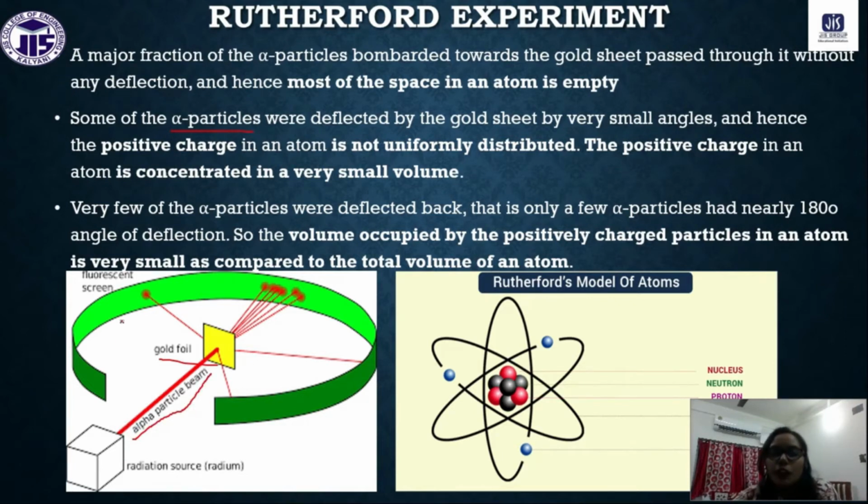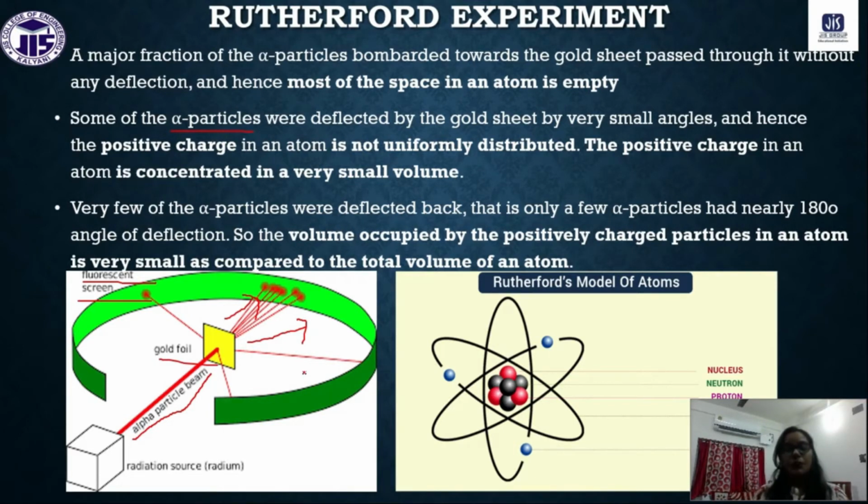He used this fluorescent screen so that he could understand, when the alpha particles hit the gold foil, what the deflection of the alpha particles would be and how they interact with the gold foil. So what will happen when the alpha particles hit this gold foil? You can see the maximum number of alpha particles pass straight through the gold foil. This is the first observation.